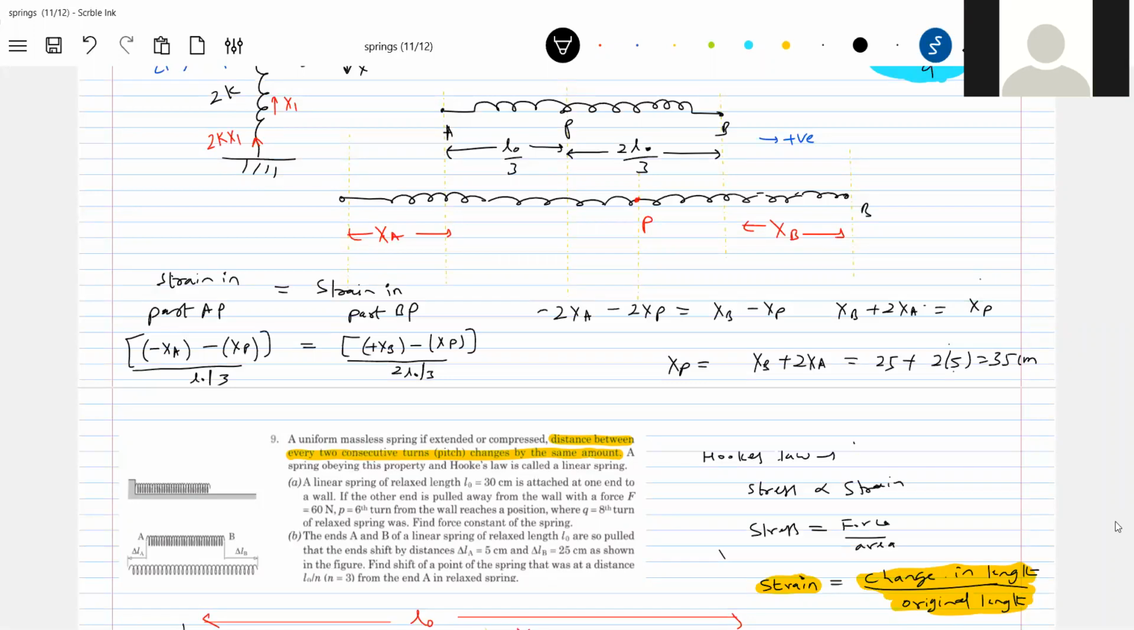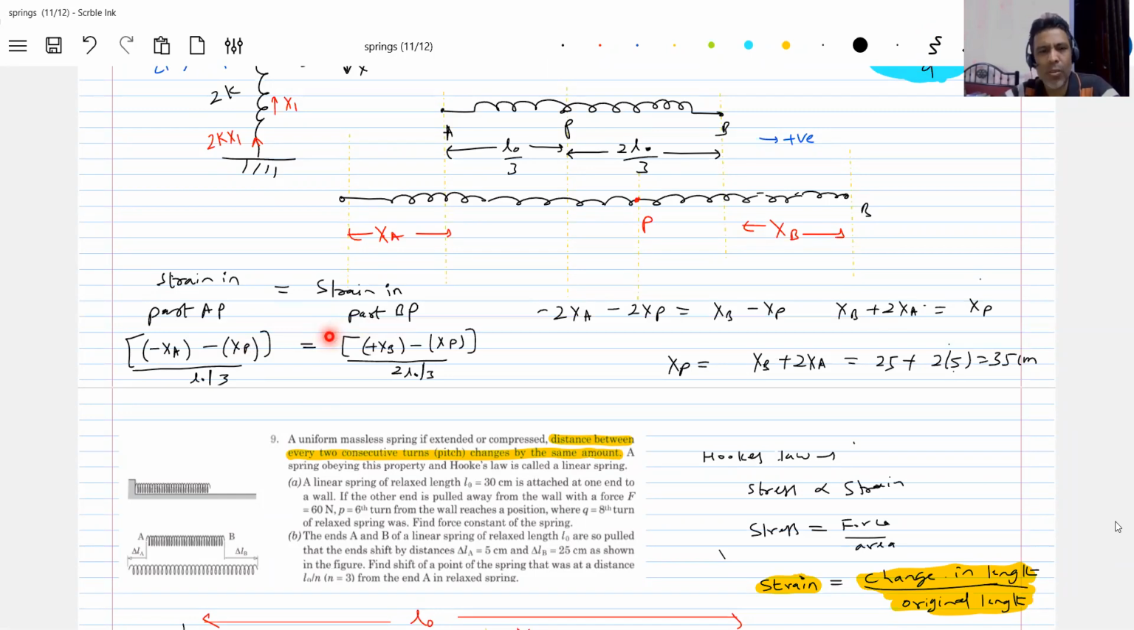Sir, we'll get XP negative. Okay, I don't bother about the answer. I'm asking you to look at this equation. Look at this equation, don't bother about the answer, whatever the answer. Let's come for this. Did we apply this properly?